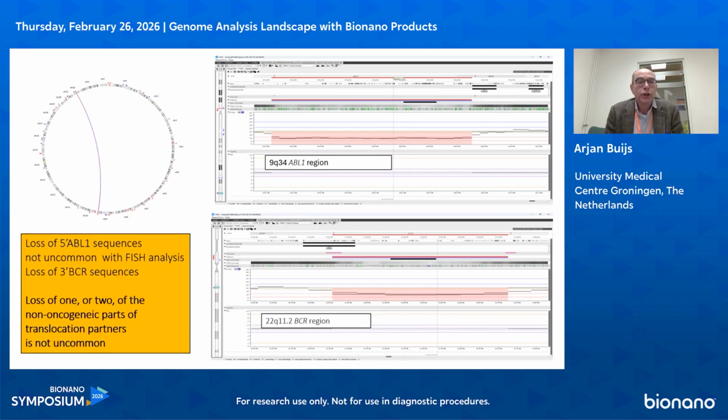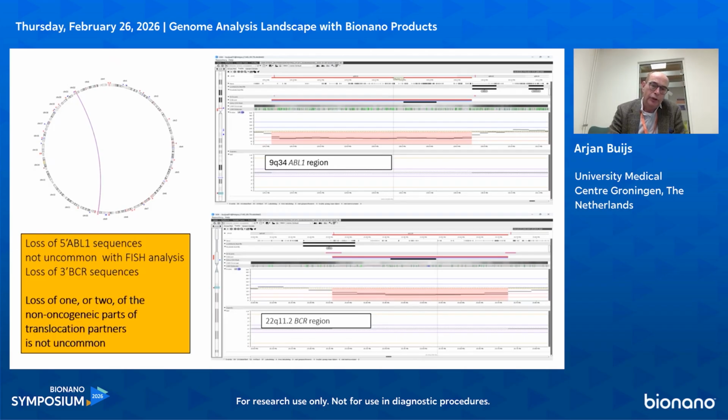A second example I'd like to show, again a circle plot demonstrating a 9;22 translocation. However, if we zoom into the breakpoint regions on chromosome 9, the ABL region, you see that we have loss of 5' ABL sequences. Well, for those of you who are doing FISH with specific probes, that's not uncommon, that you lose your 5' signal. But also we see that the 3' BCR region on chromosome 22 on the lower panel is lost too. So what you can see with OGM, you see the translocation, but you can also run into loss of 1 or 2 of the non-oncogenic parts of the translocation partners, and that's not uncommon.